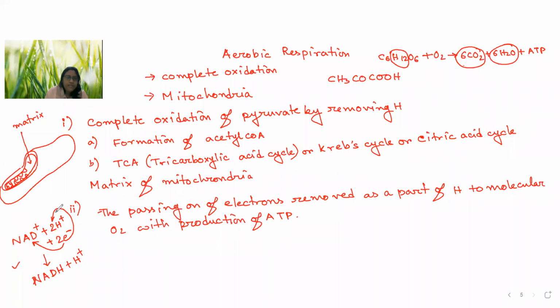Understood? So how many electrons is each NADH H plus carrying? Each NAD plus is carrying 2 hydrogen protons and 2 electrons. Understood? Yes or no? Yes, ma'am. So these electrons have to be passed on. The way we observed in photosynthesis, there are electron carriers who are passing electrons from one to another, another to one.